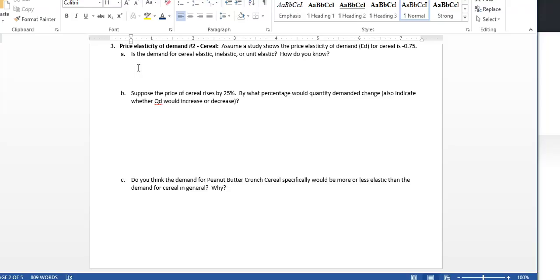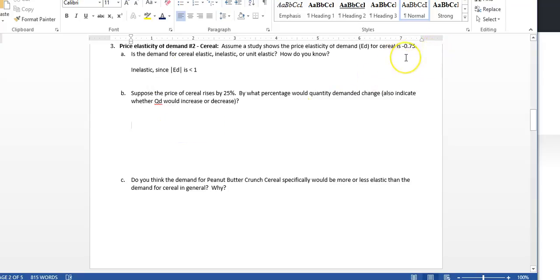How do you know? All right, so again, look at the value. It is negative 0.75. Remember, for price elasticity, ignore the negative sign. Look at the absolute value of that number, which is 0.75. So that would mean demand is inelastic, since ED is less than 1. Absolute value is less than 1, inelastic.